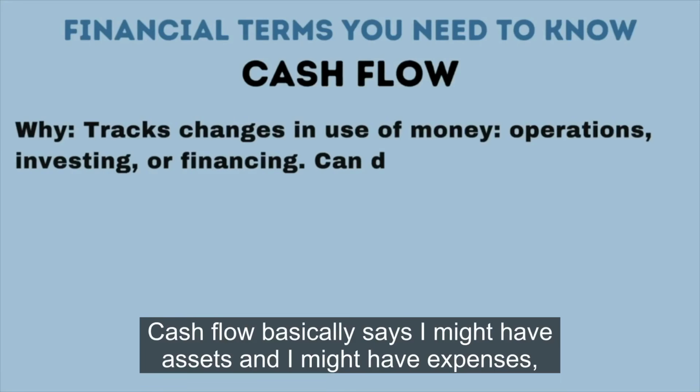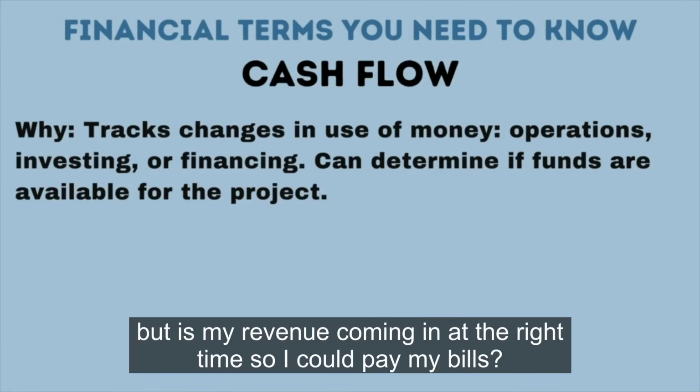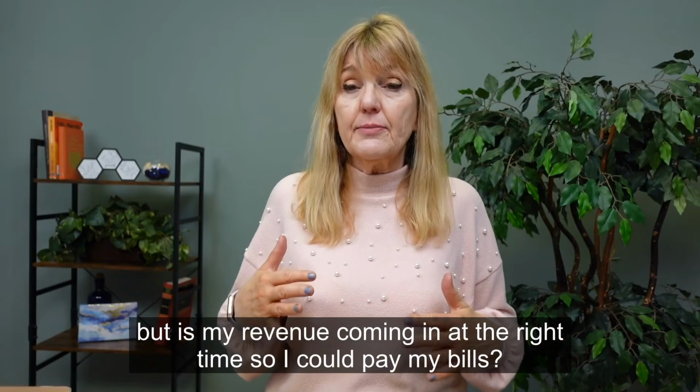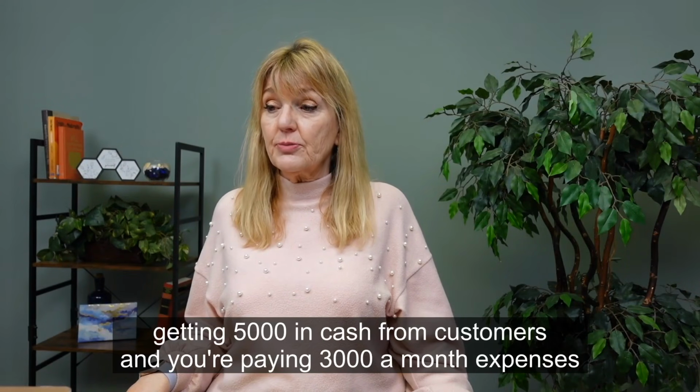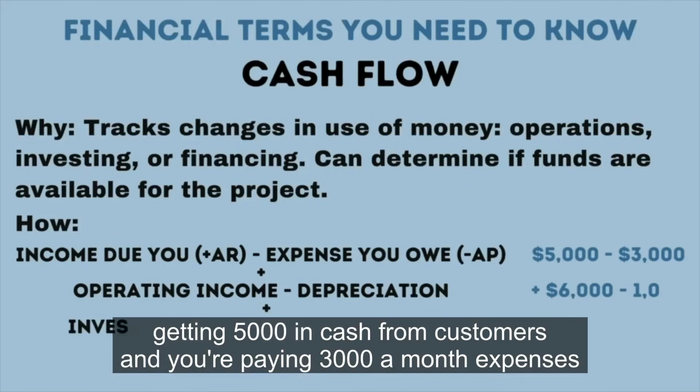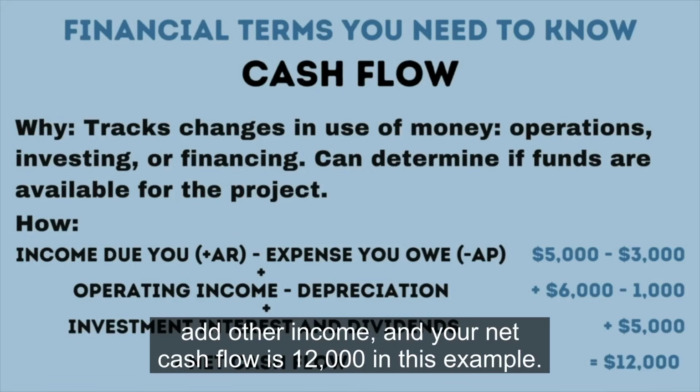Cash flow basically says I might have assets and I might have expenses, but is my revenue coming in at the right time so I can pay my bills? So if you have a small business and you're getting $5,000 in cash from customers and you're paying $3,000 in monthly expenses out of their income, and your net cash flow is $12,000 in this example.